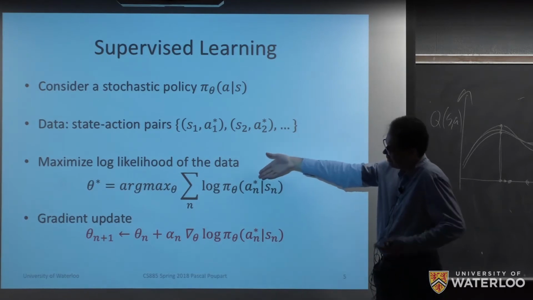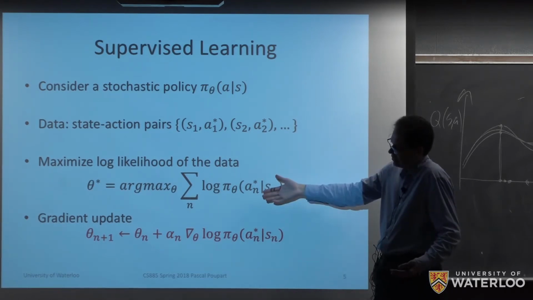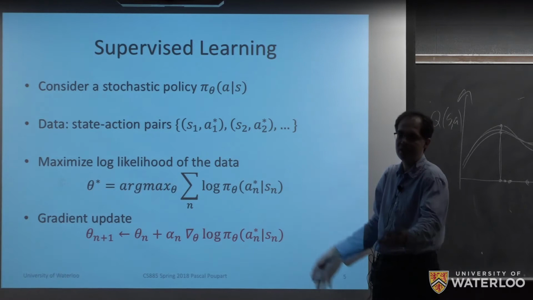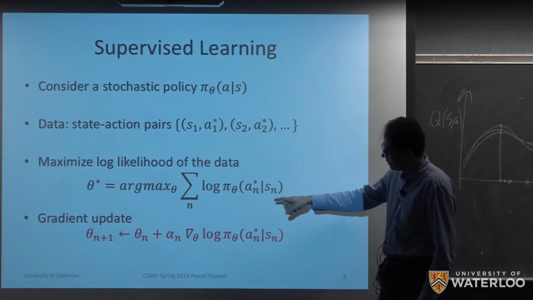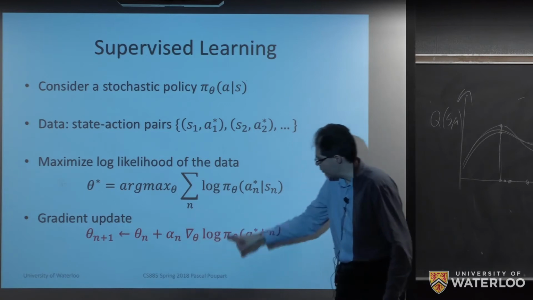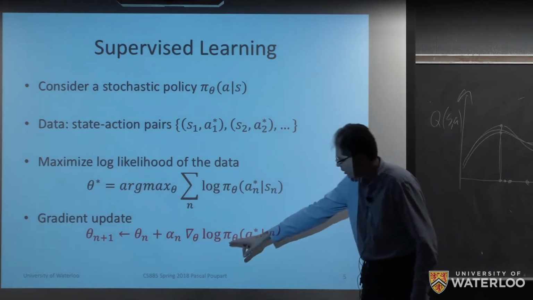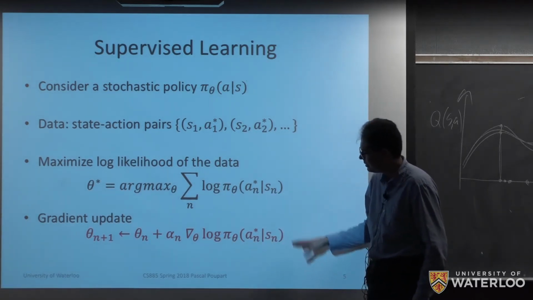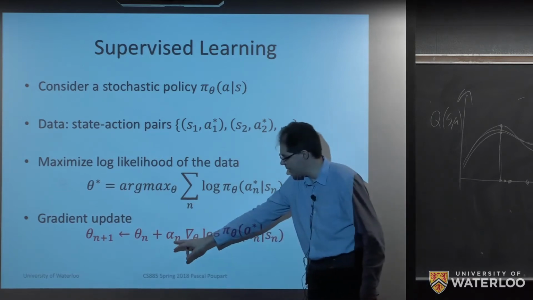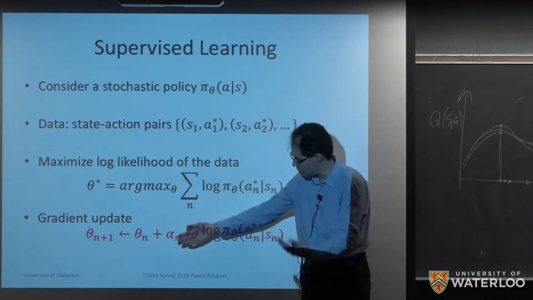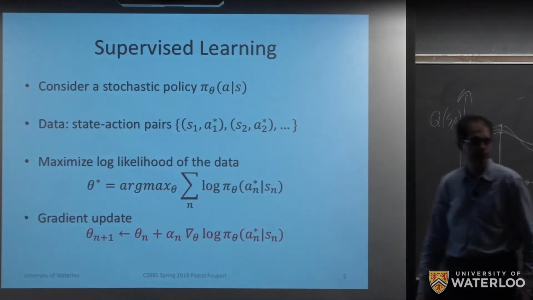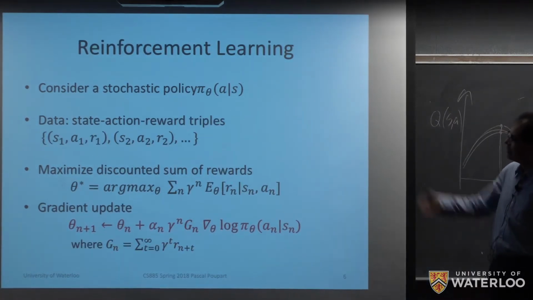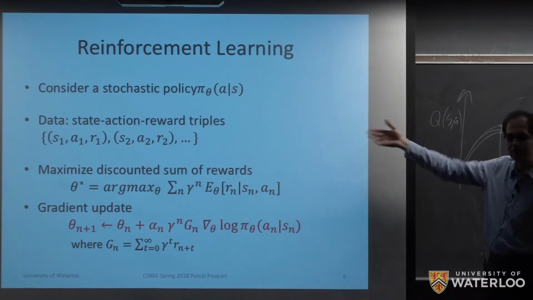And now with this objective, we can simply compute the gradient and take a step in the direction of the gradient. So if we do that, here we would take the gradient with respect to the log of the policy, and then we would simply take a step alpha n, so that's our learning rate again. Okay, so that's what we would do. Now let's compare that to reinforcement learning.